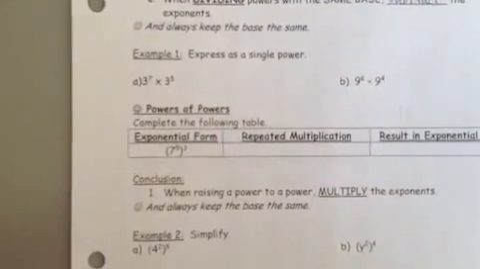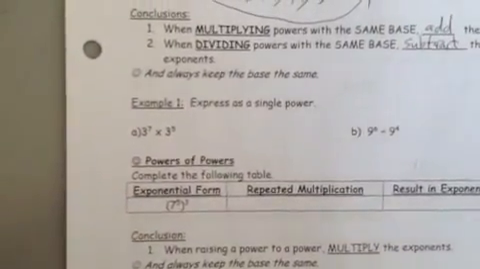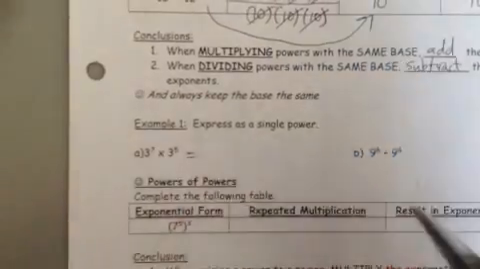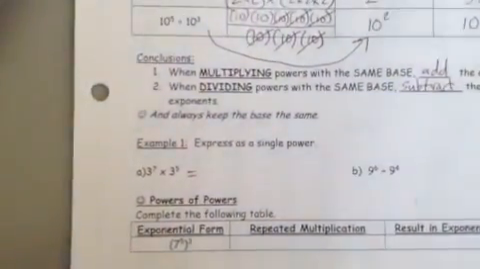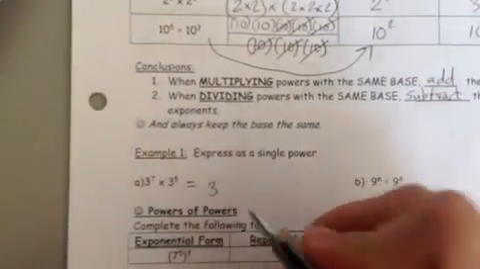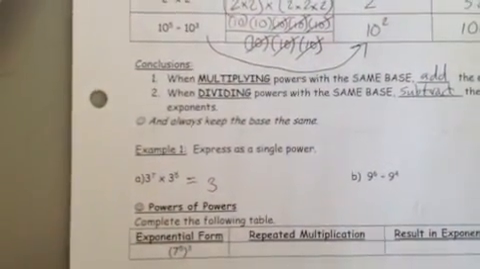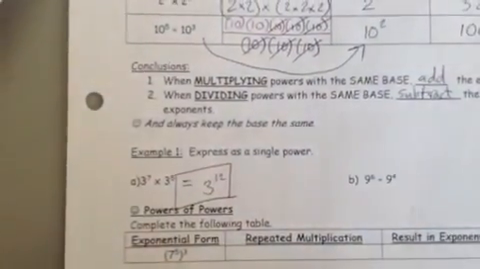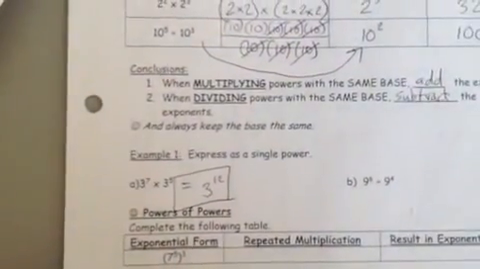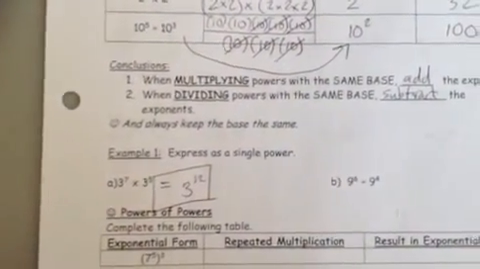Let's take a look at example 1. It says express as a single power: 3 to the power of 7 times 3 to the power of 5. Those two powers have the exact same base. The base is 3. So the rule for this is keep the base the same, add the exponents. 7 plus 5 is 12. So this is the final answer. I'm not going to actually calculate 3 to the power of 12 because it's too big of a number, so I'll leave it like that.